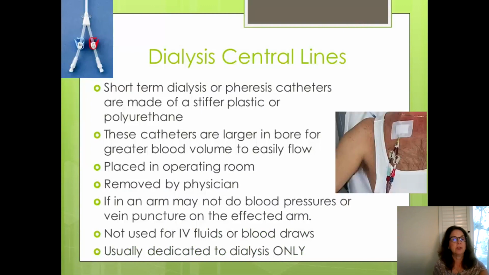Then, of course, you have dialysis central lines. Not to be confused with all the other central lines we just went over. Again, you need to look in the chart and know what kind of catheter you're looking at. These are generally for short-term dialysis or apheresis catheters. They are made of a stiffer plastic, and you can feel them, it's kind of big and they're stiff, a polyurethane. Dialysis catheters usually have at least 2 lumens attached to 2 ports. Usually there's a blue and a red one, and they're colored that way so you have a venous and arterial, is the idea.